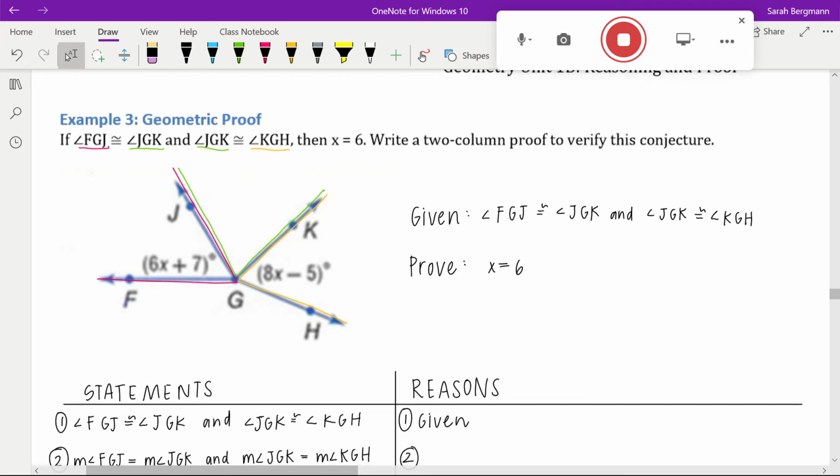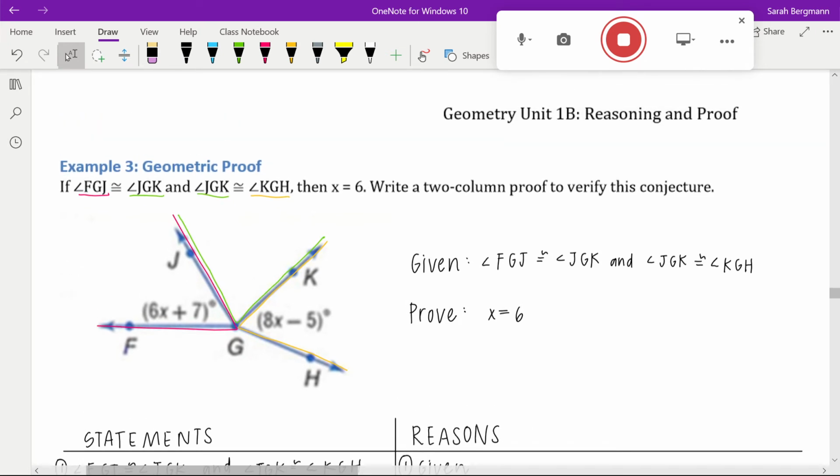So it says if angle FGJ, which I highlighted in pink, is congruent to angle JGK, and angle JGK is congruent to angle KGH, then x equals 6. So I know that the given is the hypothesis, and what I'm trying to prove is the conclusion. So go ahead and write that out first. You always have to set up your proof like this.